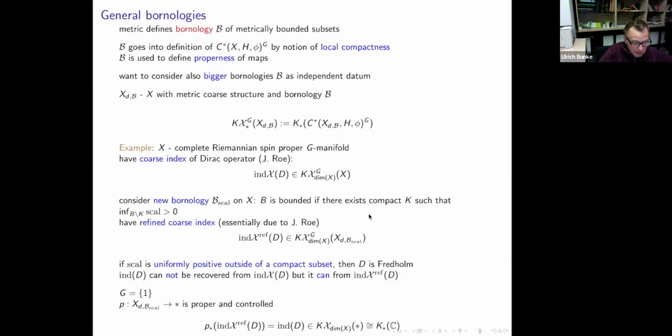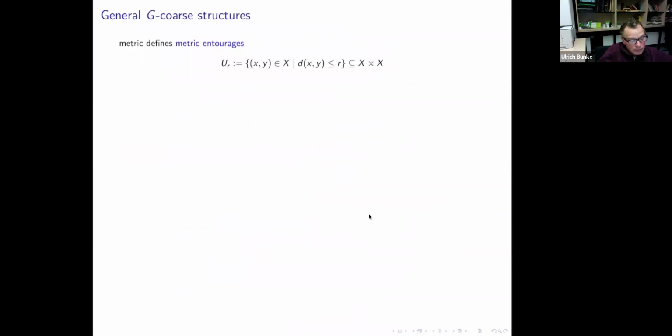Okay, the next thing is I want to motivate why we want to consider more general coarse structures, maybe which do not come from a metric. Note that the metric defines so-called metric entourages. Entourages are subsets of X times X.